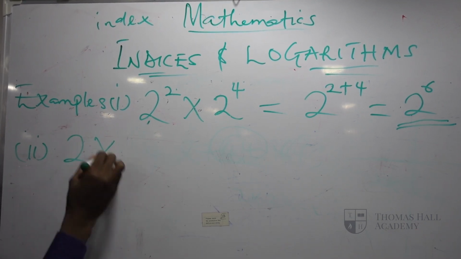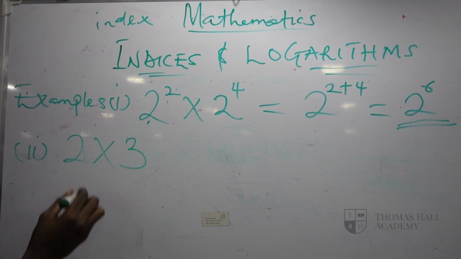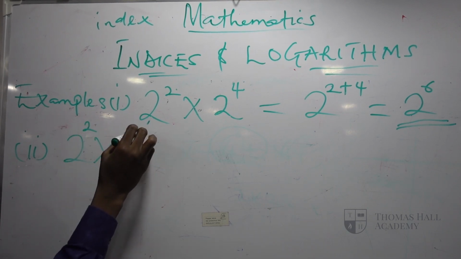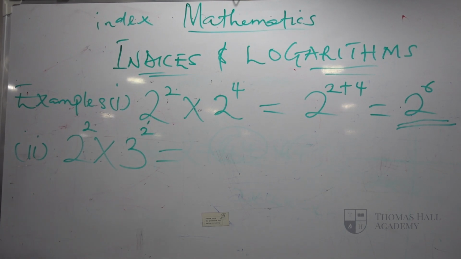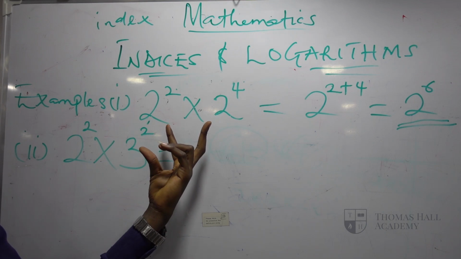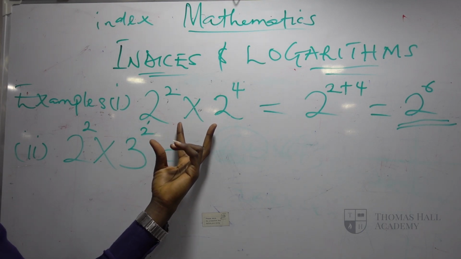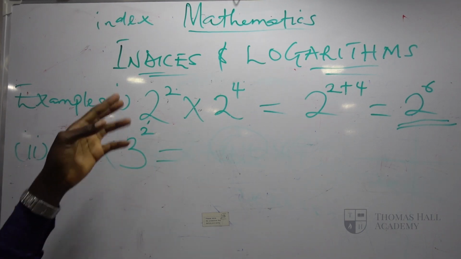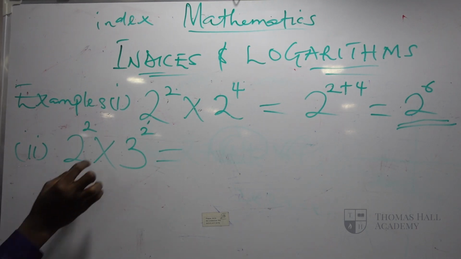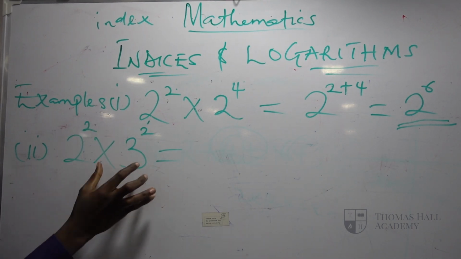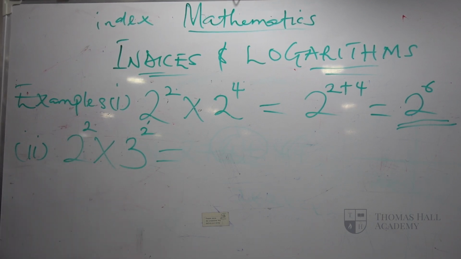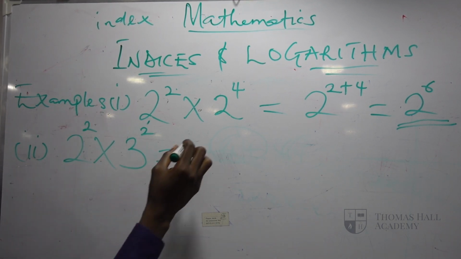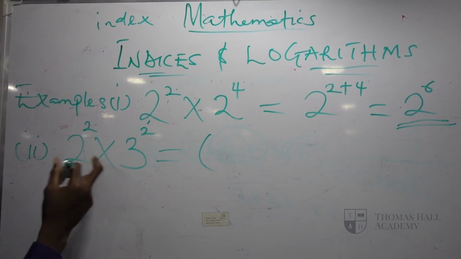Let's say we have another one: 2 raised to the power 3, 2 times 2 raised to the power 2 times 3 raised to the power 2. Don't forget, I said the multiplication rule says that when the bases are similar, you pick one base and then you add the powers. But look at this one. It's still multiplication, but we have different bases. This is 2, this is 3, but the powers are the same. The rule changes here, and it becomes 2 times 3.